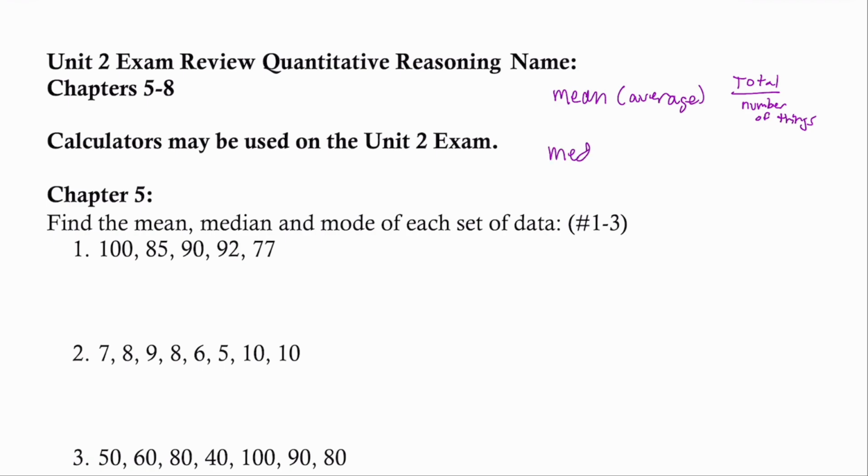Next is median. That is the middle value. So we need to put those in least to greatest order and then see what is in the middle. If there's not a distinct middle, you take the two middle values and average those out. And finally is mode. It is the most occurring value.